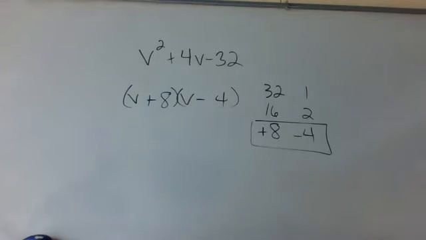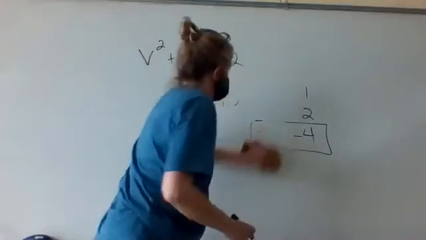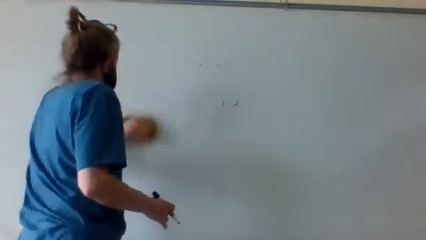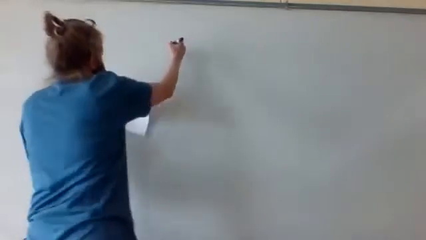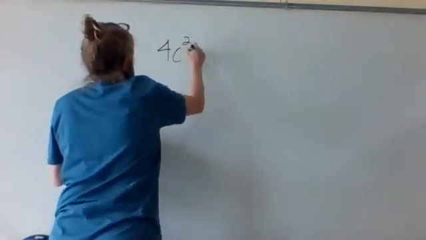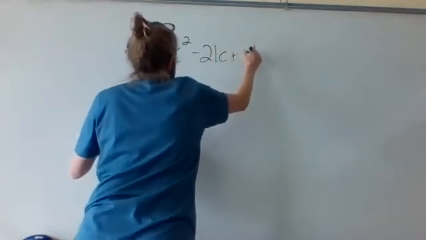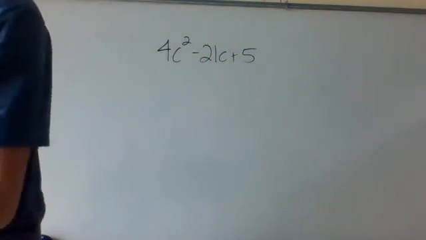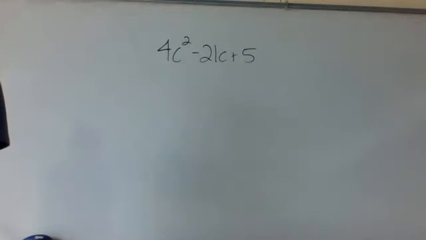Number 5. Four c squared minus 21c plus 5. So still a trinomial, but this time it's not just c squared.